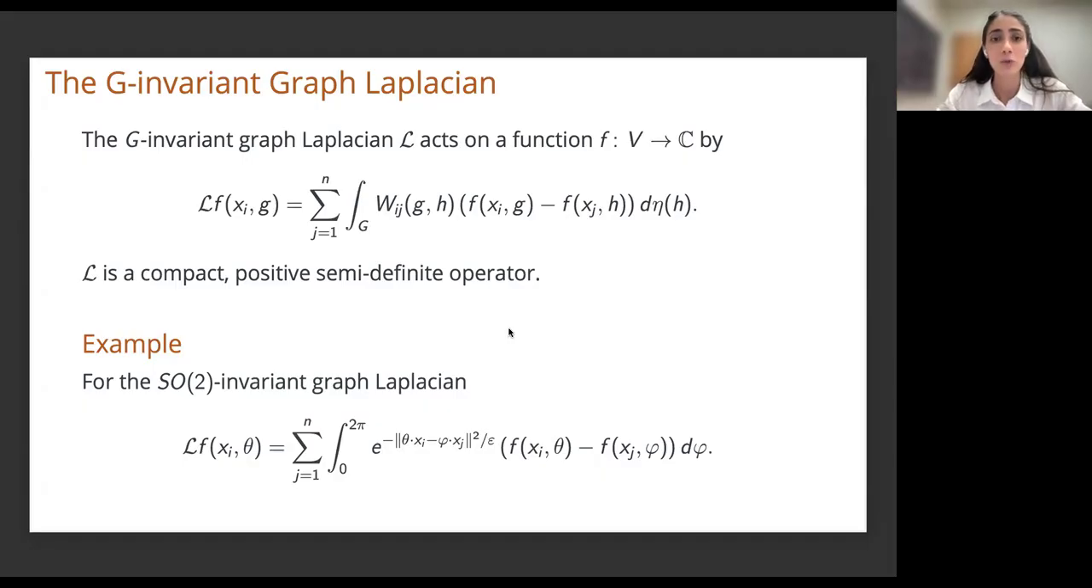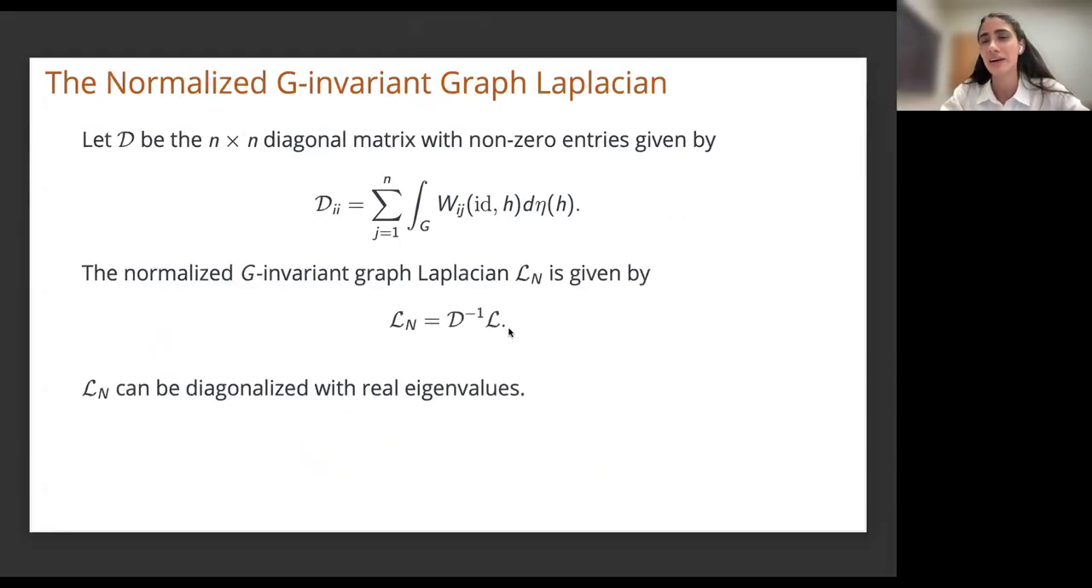Okay, so we can prove that this operator is compact, which is a property that we need since now we have a continuous group, and it is also a positive semi-definite operator. Again, there could be some points that are more connected than others, and we want to even this out. So we need to consider the normalized graph Laplacian, where the definition is the same. We just multiply on the left by this matrix D inverse.